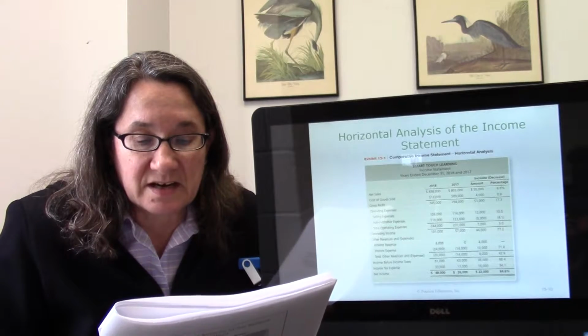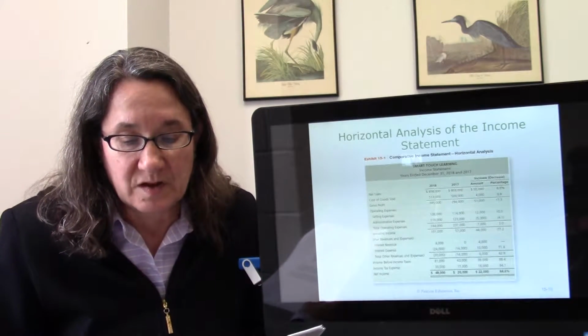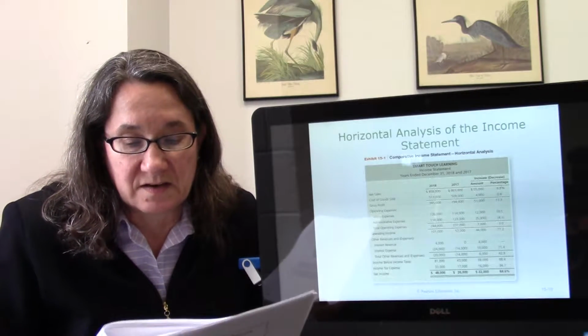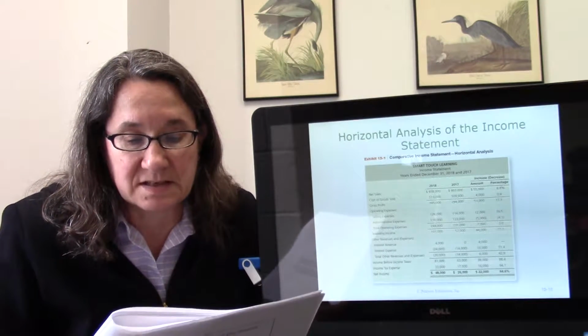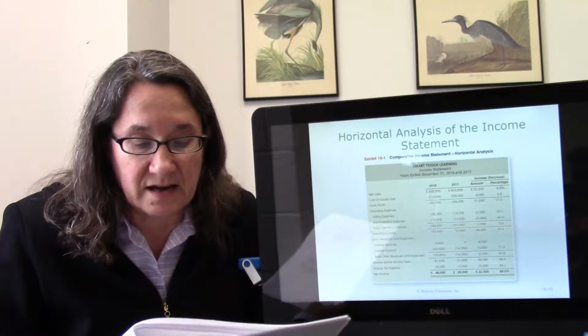This comparative income statement reveals a significant amount of growth during 2018. Although gross profit increased only 17.3%, Smart Touch Learning was able to trim its expenses and create an 84.6% growth in net income.